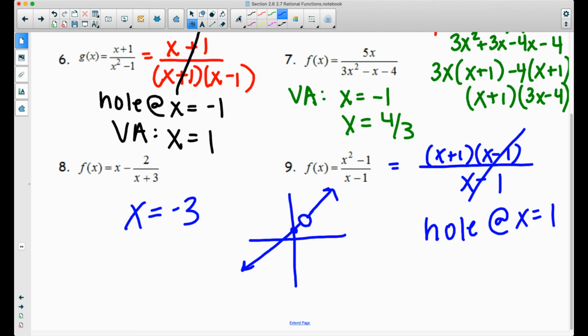And you're going to make an obnoxious hole in the graph. Like you're just going to be like, there it is. Now, if you look on your calculator, you won't see it at all. All right, but that's how it looks. Questions on holes or vertical asymptotes?